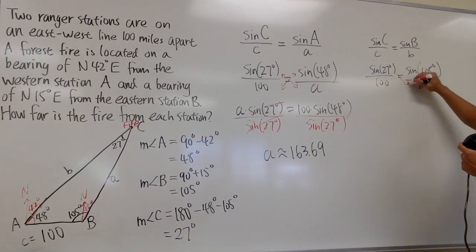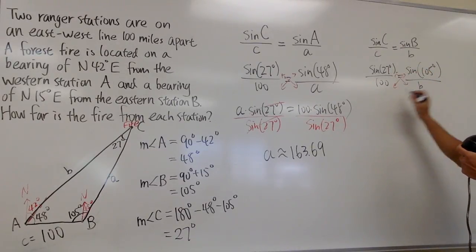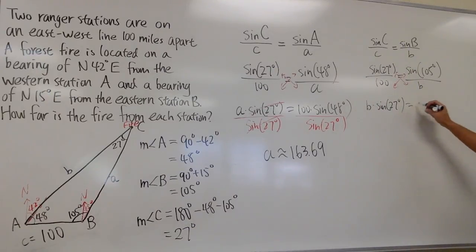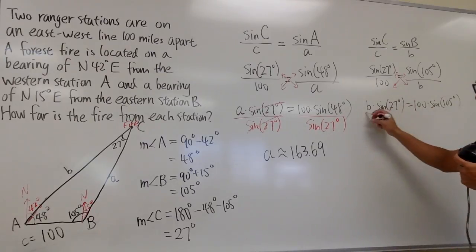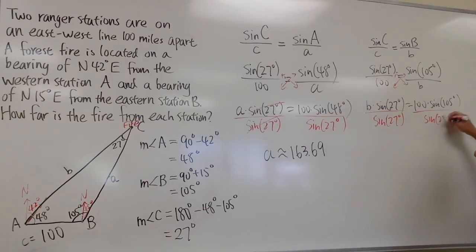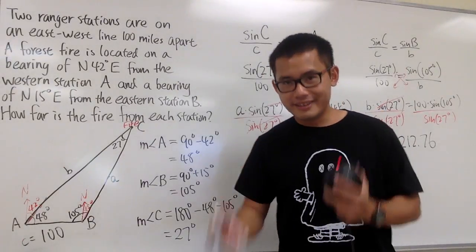And once again, we can cross multiply, and this is going to give us b times sine of 27 degrees, and that will be 100 times sine of 105 degrees. And now, of course, do the same thing, divide both sides by sine of 27 degrees. Cancel this out, and we see b is about equal to, work this out on your calculator, and you will get approximately 212.76. Okay? So we are pretty much done.